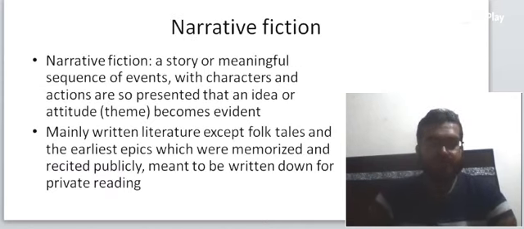First of all, narrative fiction. Simply defined, it is a story or meaningful sequence of events with characters and actions so presented that an idea or attitude becomes evident. In simple words, a story that is full of characters and actions explores and discusses certain ideas, certain themes, certain issues.